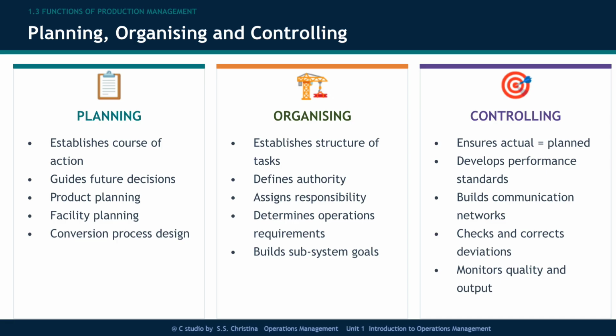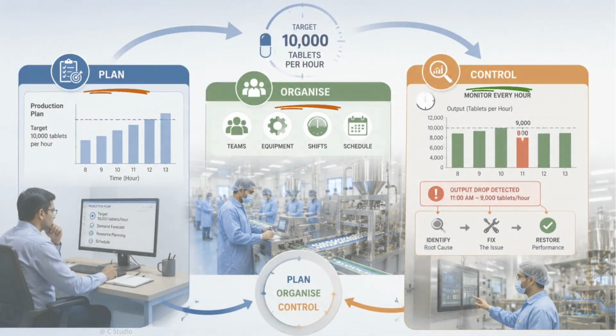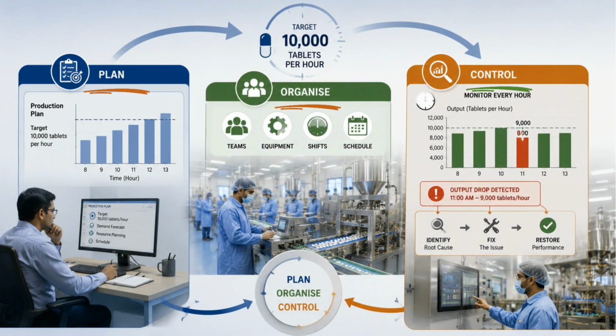Controlling is where the rubber meets the road. Controlling means comparing actual performance against planned performance and taking corrective action when there's a gap. This requires good data, clear standards, and the authority to intervene. A simple example: a pharmaceutical factory plans to produce 10,000 tablets per hour. Organizing sets up the teams, equipment, and shift structure. Controlling monitors the production line every hour, and if output drops to 9,000, a controller identifies why and fixes it.